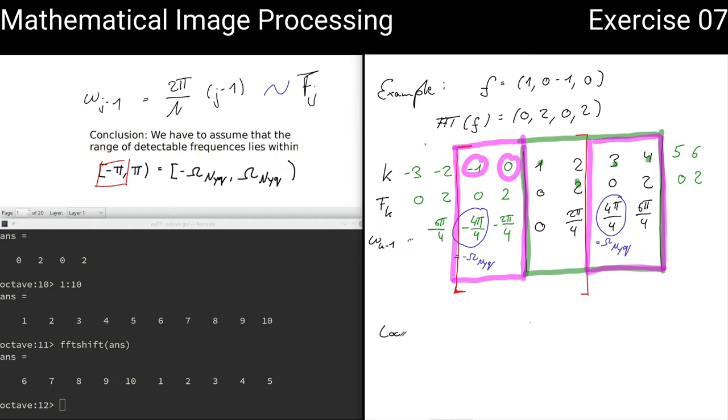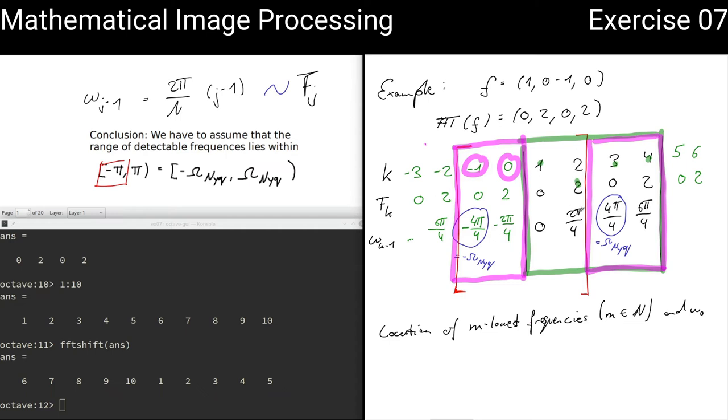So what we need to know in order to precisely cancel out the frequencies that we are not interested in, we need to know the location of the m lowest frequencies. So m is a natural number. So for example, this 2 or 3 lowest frequencies and omega 0 in our shifted signal.